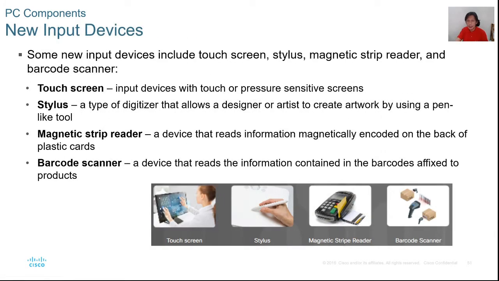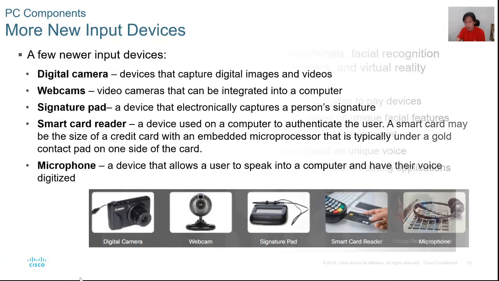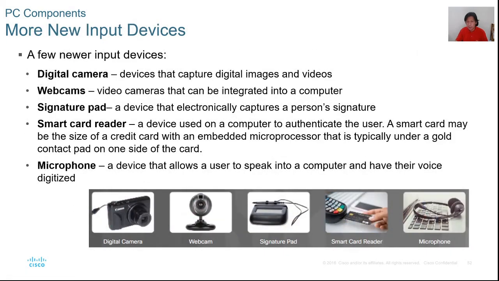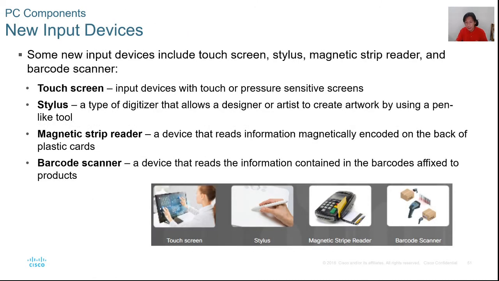Also, some new input devices. Then we do have the touch screen, and the stylus. The stylus pen is used to draw, or if you want to add an electronic signature to a particular document. We also have the magnetic strip reader for data encoded magnetically on plastic cards, our credit cards or debit cards. And we do have the barcode scanner.